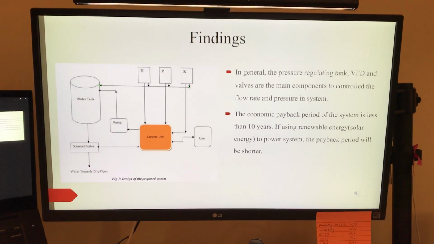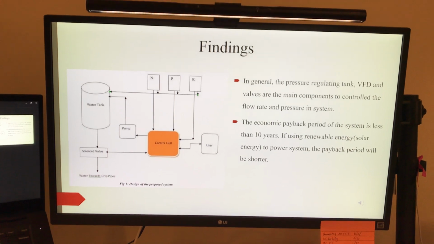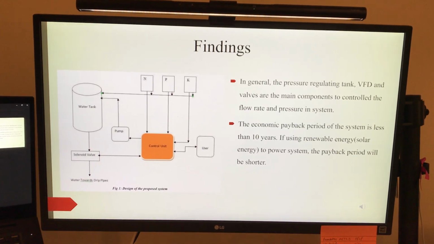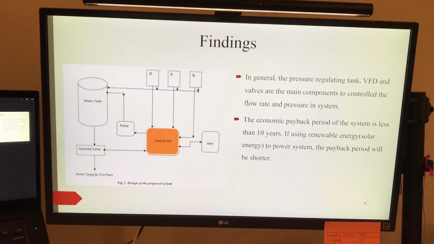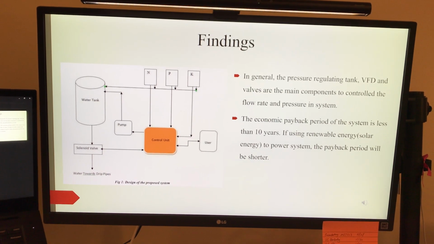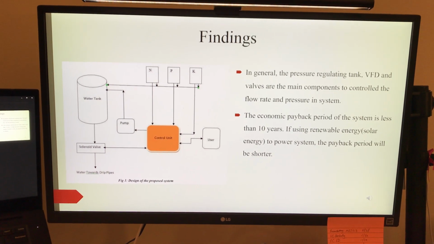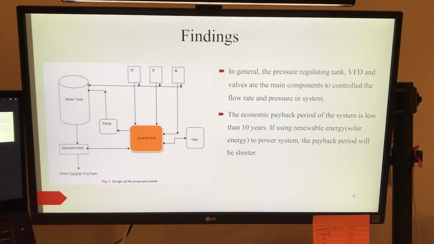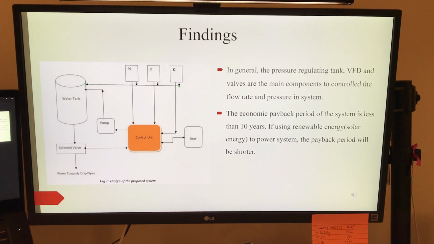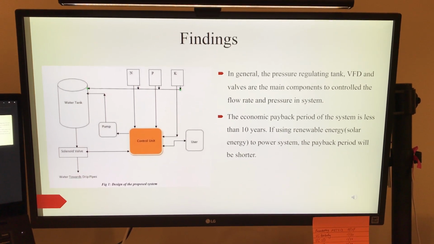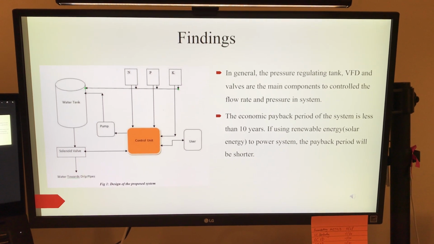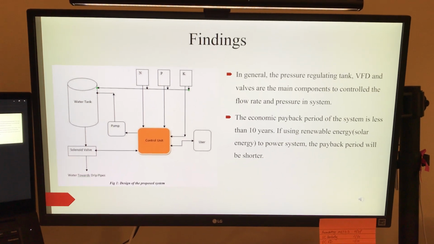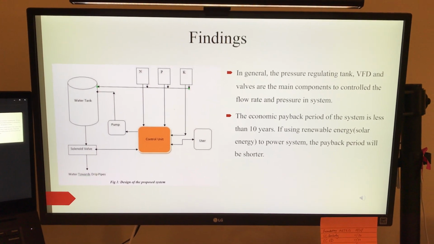And the most fun thing I found is the design of the irrigation system. On the left hand side, you can see the picture of the irrigation system. It has some important components. The first one is a pressure regulating tank, then the pump, which is actually the VFD, and then a valve. So the water tank is getting the water.